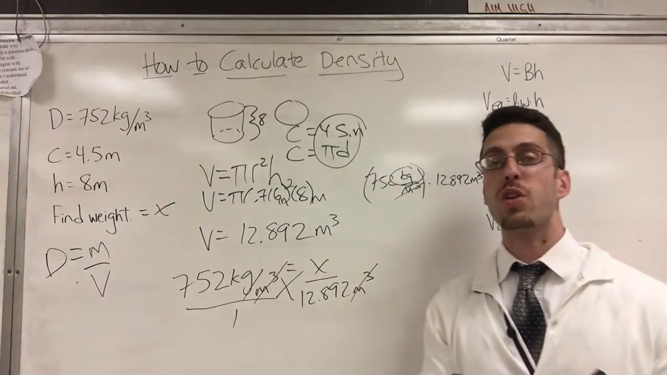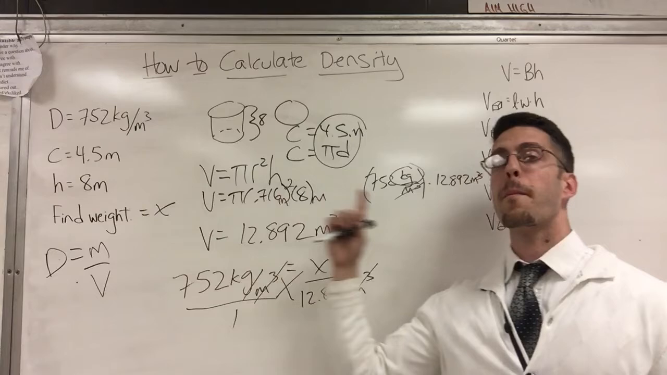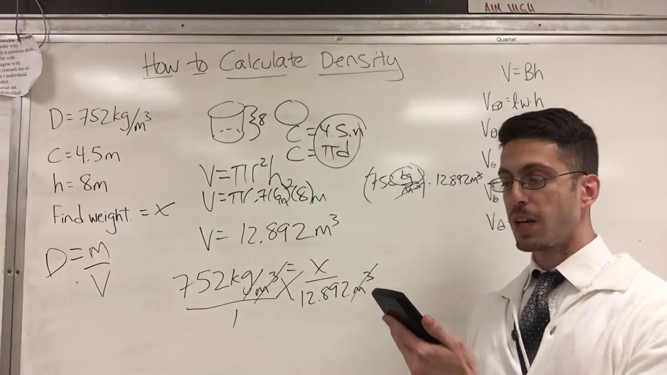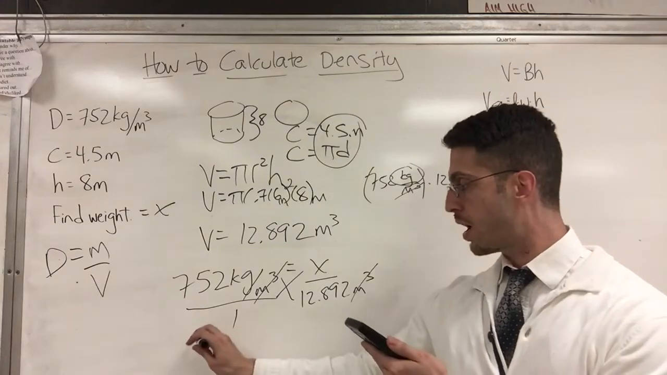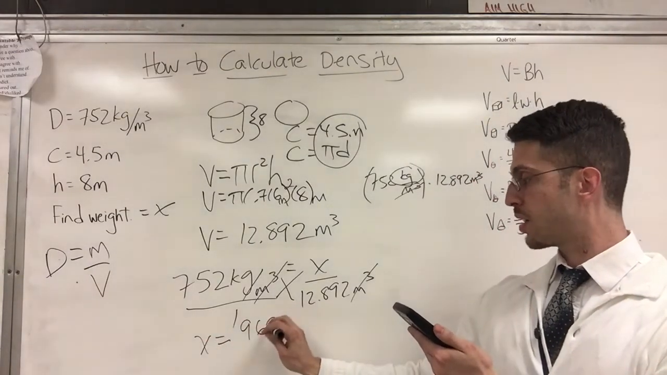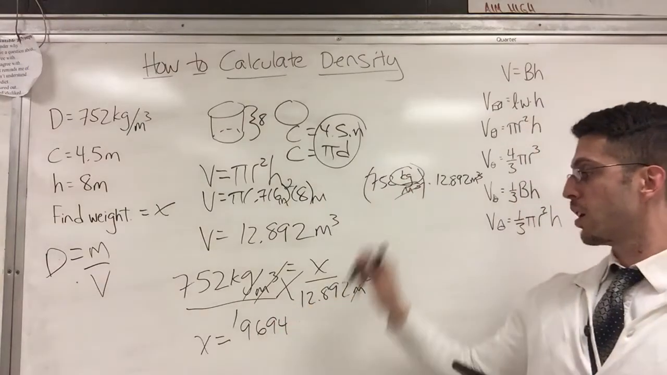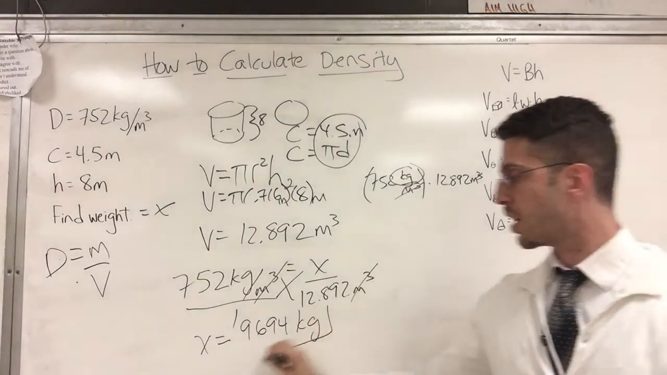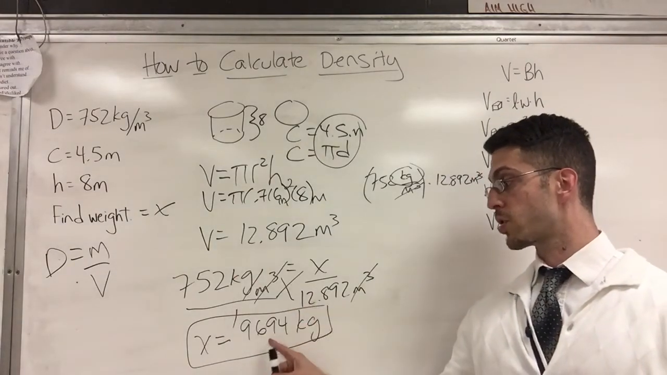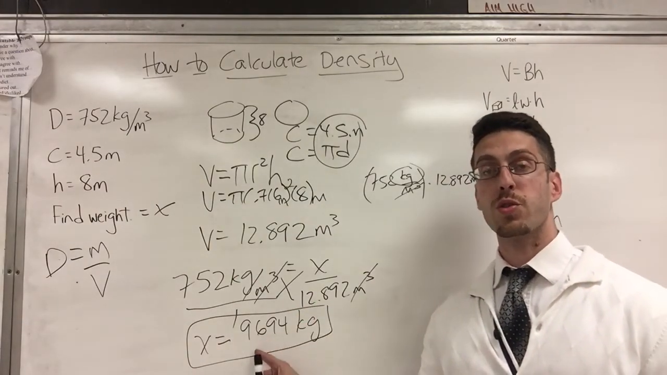So a clue is that whatever you're looking for should match the units. Type to the nearest whole number. X equals 9694 kilograms. Okay? Get yourself a calculator. Don't just take my word for it. This times this should be this. That is the weight of the tree.